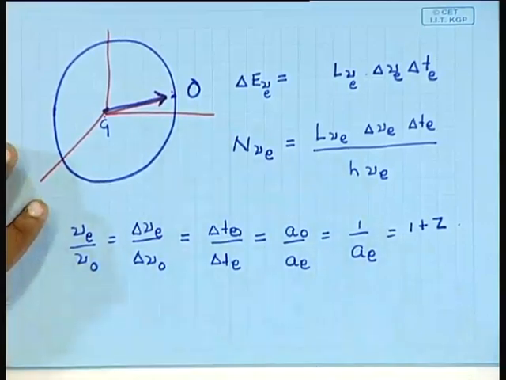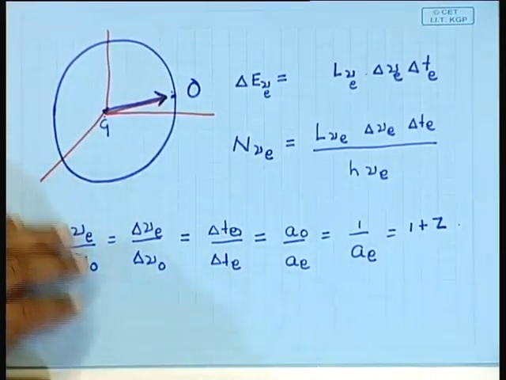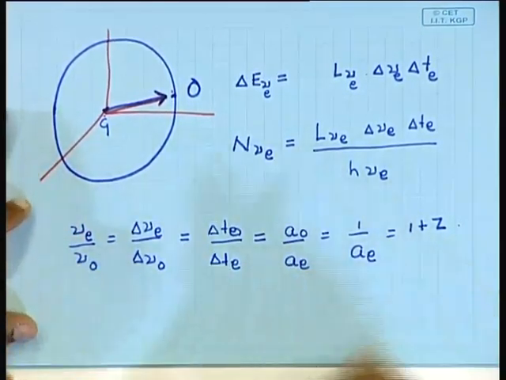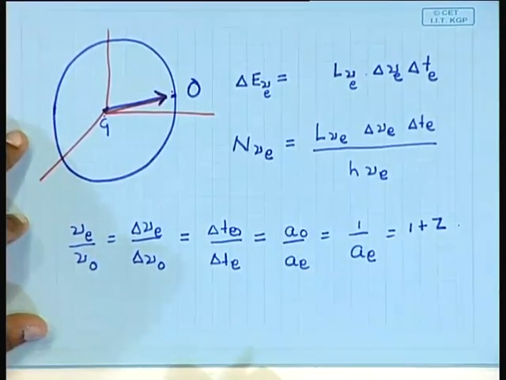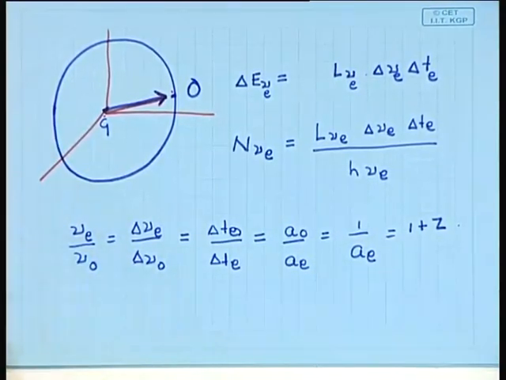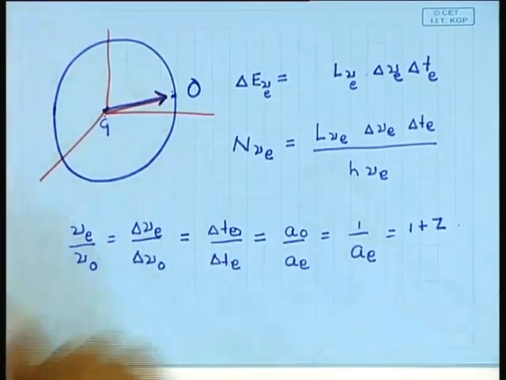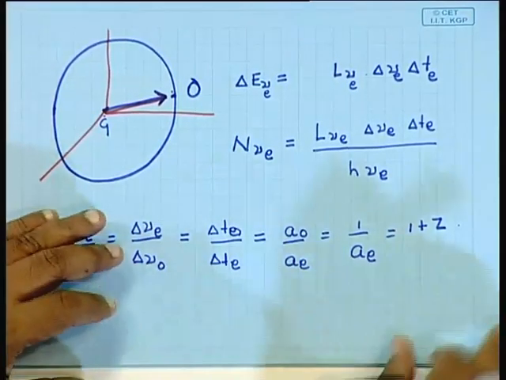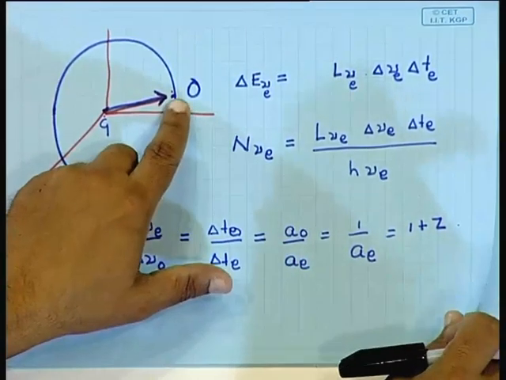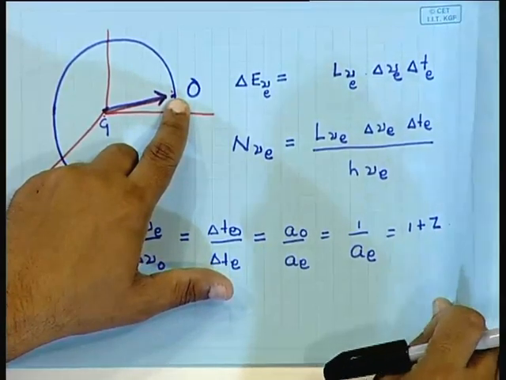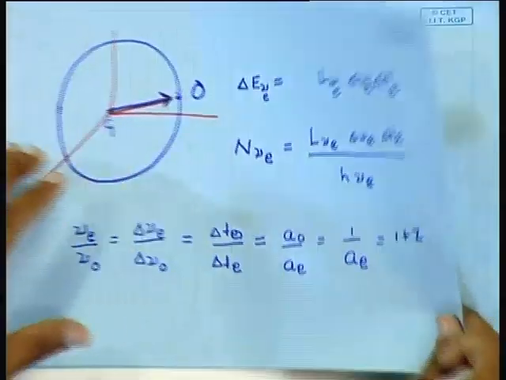So, we know this. The time interval and the frequency interval are all related by this. Now, let us calculate the flux that will be observed by an observer at this point. The observer O over here, please keep this picture in mind, will observe.